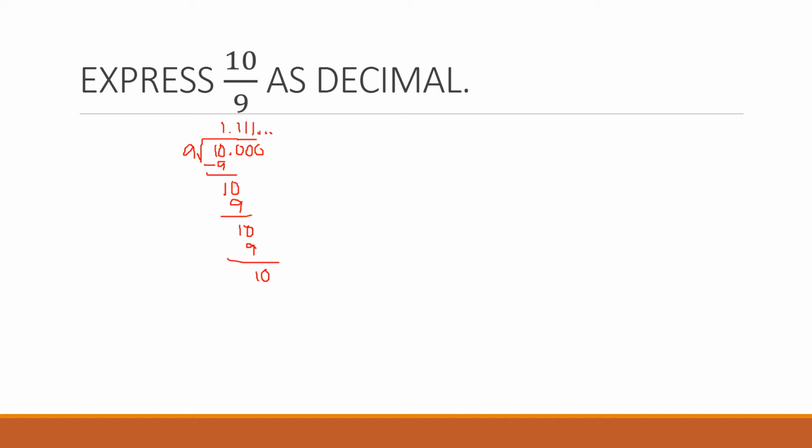This kind of decimal is what we call the non-terminating decimal, where the numbers after the decimal point repeat. Or in other terms, we can write it as 1 point, and since only the 1 repeats, you're going to write a bar above your 1. That means it is repeating. That is 1.11111 and so on and so forth.